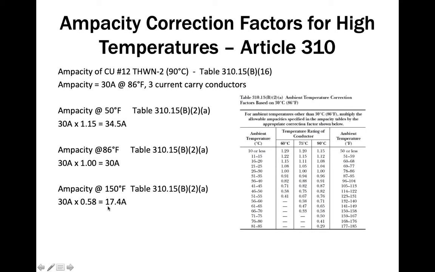So I'm losing 42% of my ampacity because I'm running in a hotter environment. The conductor can't radiate enough heat energy out to keep it cool. So I have to reduce the amount of electrons running through it, reduce the amount of current running through that conductor to keep it cooled down so I don't melt the jacket of the insulation.